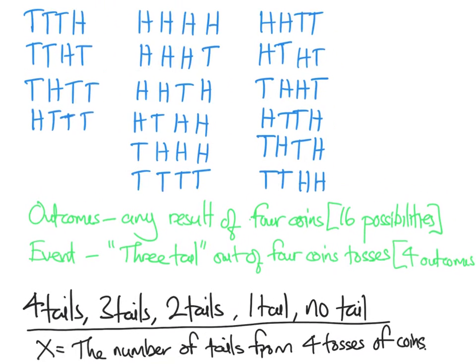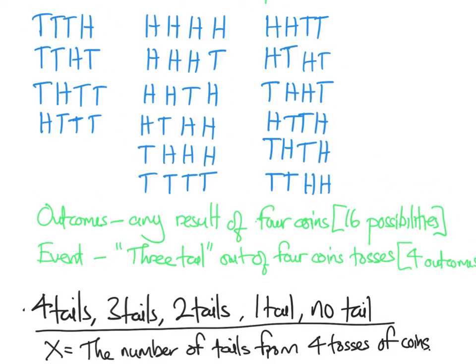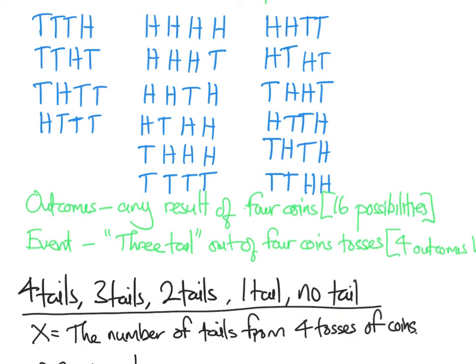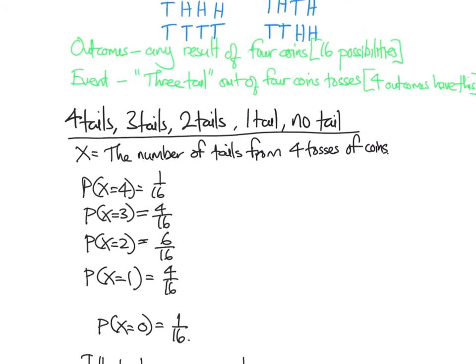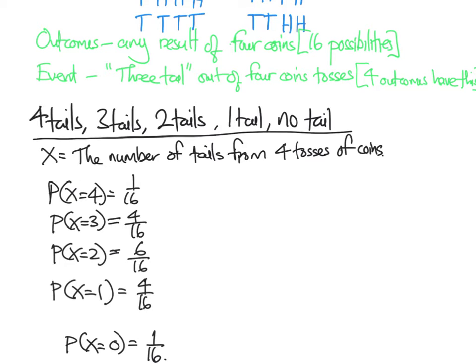When I talk about outcomes, they are basically results, once you have flipped 4 coins, or 3 coins, or whatever number of coins. Events, whereas, I want to know out of those 16 possibilities how many have 2 tails. That's an event, so we just talk about one specific event. Now 4 tails, 3 tails, 2 tails, 1 tail, and no tail. X is the number of tails from 4 tosses.